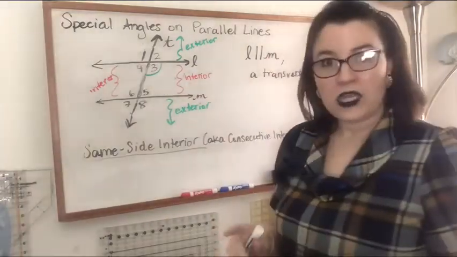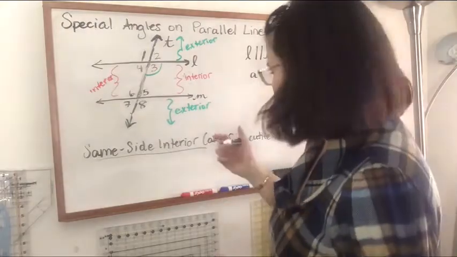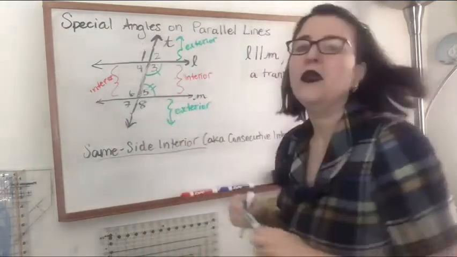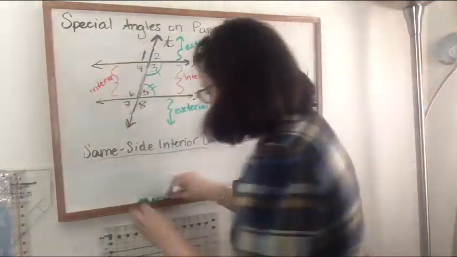Now, they're not equal to each other, okay? If you have looked at four-sided figures before, then you've probably seen this relationship before. These two are not congruent. They sum to 180 degrees.